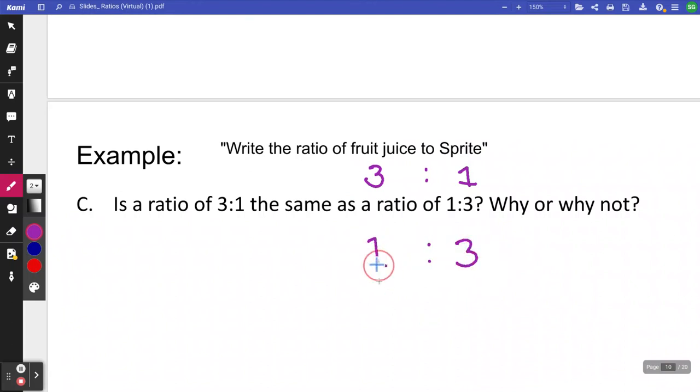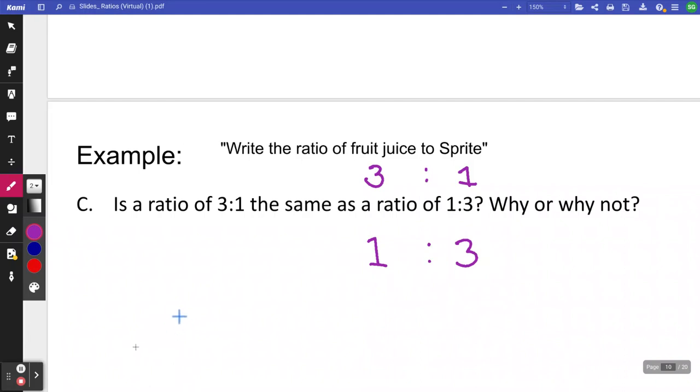So when I look at the second ratio, would 3 cups of fruit juice and 1 cup of Sprite be the same as creating a punch based off of 1 cup of fruit juice for every 3 cups of Sprite? And the answer there is no. If you think about making these 2 different punches, they would taste different because they're using different recipes. You could definitely make a punch with 1 cup of fruit juice for every 3 cups of Sprite, but they wouldn't taste the same, is the key idea here.